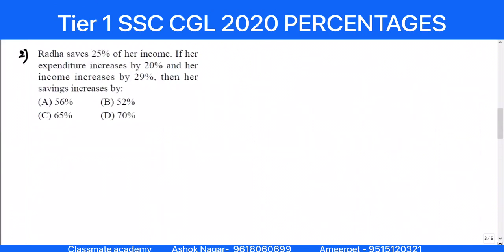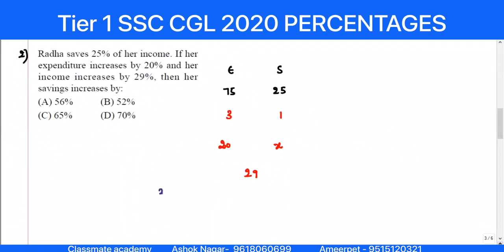Radha saves 25% of her income. If her expenditure increases by 20% and her income increases by 29%, then her saving increases by. You can do it in terms of grouping. We know expenditure plus saving is income. Saves 25% means spends how much? So expenditure and savings are in the ratio 3:1. Expenditure increases by 20, saving increases by X, income increases by 29. This is how you need to write. Okay. So what is the value of X?